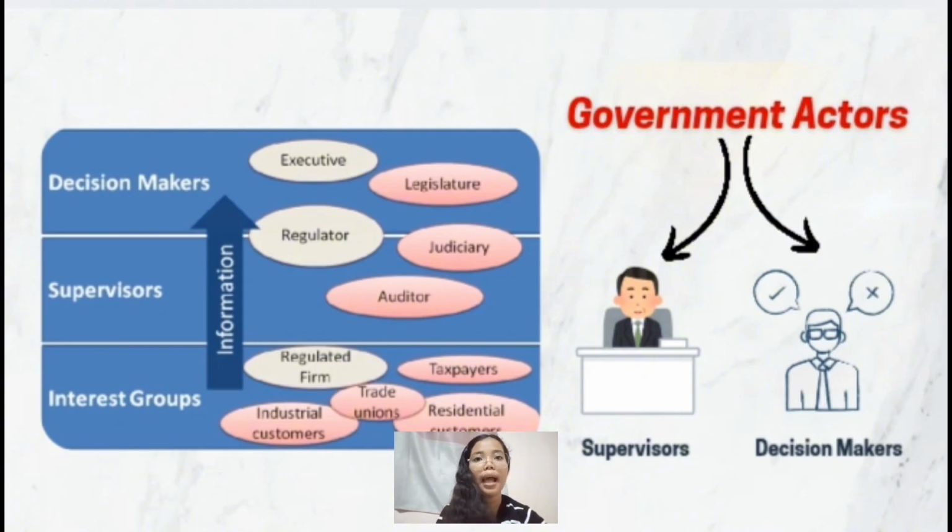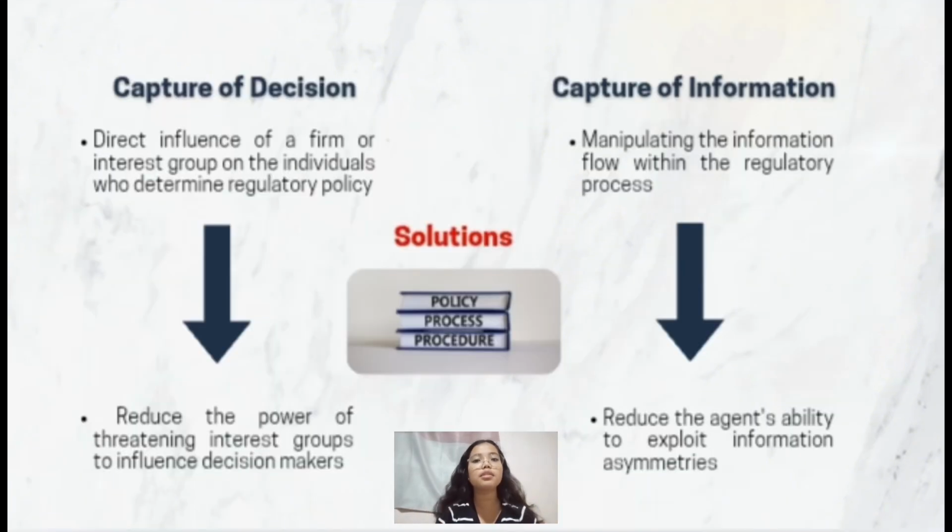These two interact with each other. The supervisors depend on the decision makers for authority and resources. On the other hand, the decision makers rely on supervisors for information. This interaction between the two government actors allows capture to enter at either level, through political influence or control of information. Now let's move forward to how the capture happens.